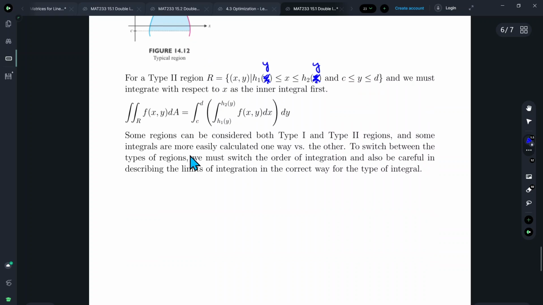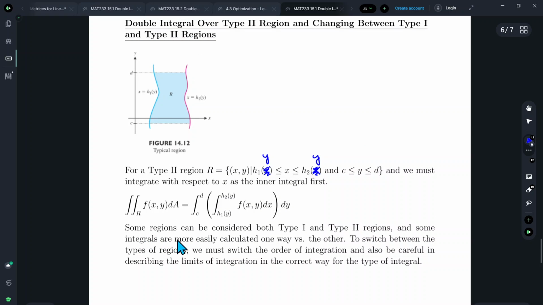So one thing to be careful about is that some regions can be considered both a type 1 and a type 2 region, and some integrals are more easily calculated one way versus the other. So in some cases, we might have to switch integration between a type 1 and a type 2 region. However, the setup is slightly different between a type 1 and a type 2 region, right? So if you need to switch the order of integration, you have to also be careful about how you describe the region R and setting up the limits of integration properly for a type 1 or a type 2 region.